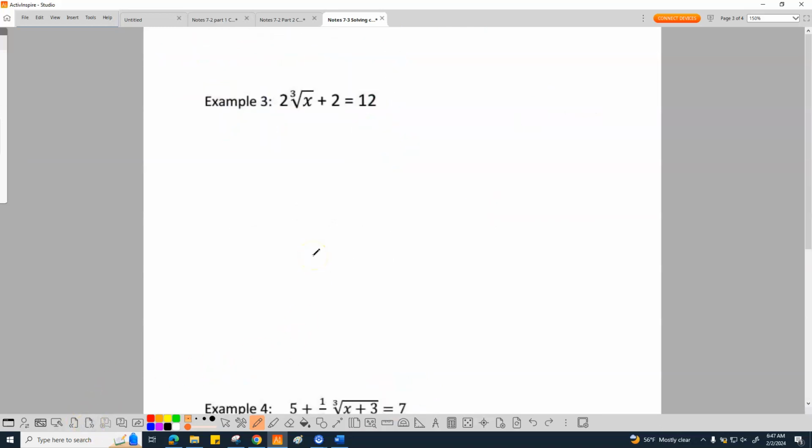Okay, this one, y'all pay attention to the way this looks. You see this? The only thing in the radical is the actual x. So I've got to get rid of my plus 2, and then I have this dividing thing I have to do in a second. So this says 2 times the cube root of x plus 2. So like any equation, the first thing we're going to do is get rid of the addition and subtraction parts first. So I'm going to subtract 2 on both sides.